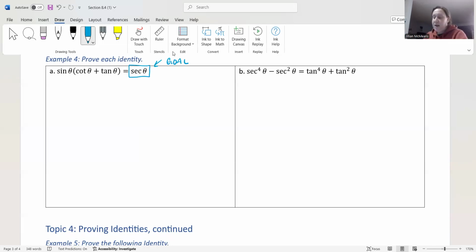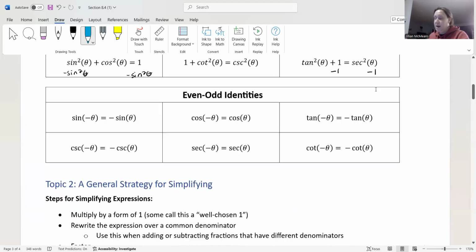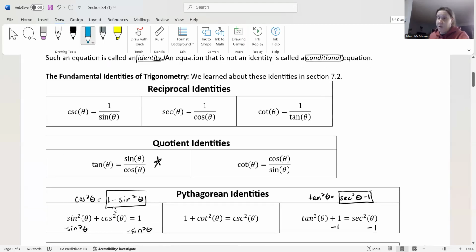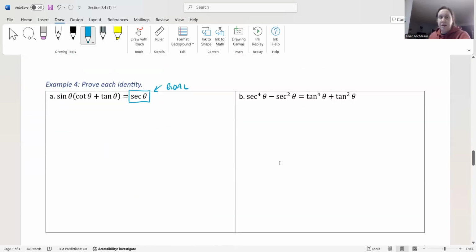So the very first thing I see is on the left-hand side, inside parentheses, I have cotangent of theta and tangent of theta. And remember, we have the reciprocal identities. The reciprocal identities state that tangent of theta equals sine of theta divided by cosine of theta, and cotangent of theta equals cosine of theta divided by sine of theta. So let's use that. Let's rewrite this left-hand side on the inside of parentheses. Let's rewrite those in terms of sine and cosine.